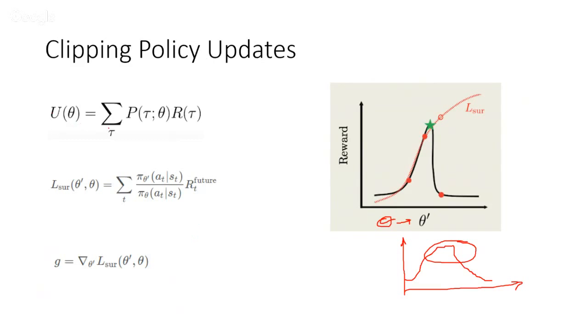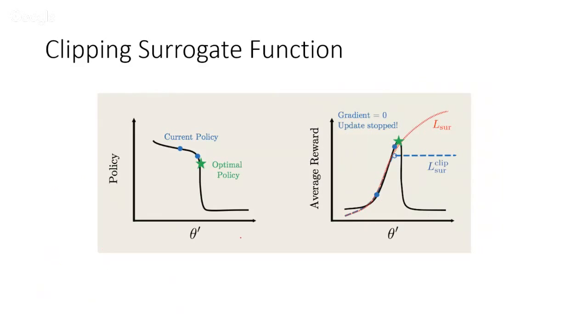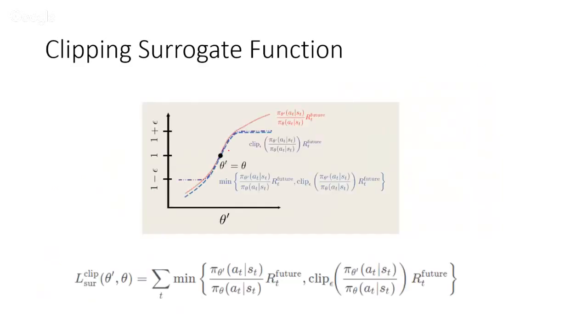So this is our expected return formula, and this is our surrogate function. This is our new g where we compute. So we change from theta to theta prime, right? Compute using the same trajectory. So compute the surrogate function and get a g, and this g will improve from theta prime to the next theta prime, right? So the way to clip it is to clip this surrogate function's value.